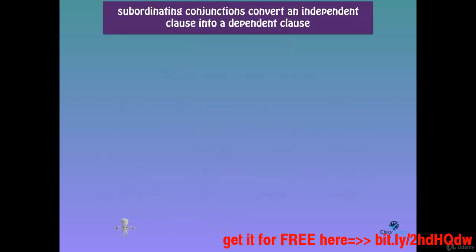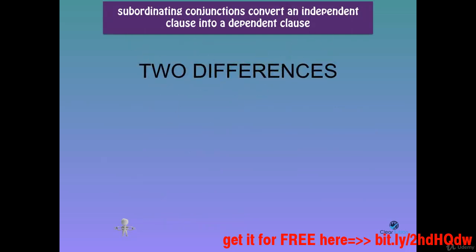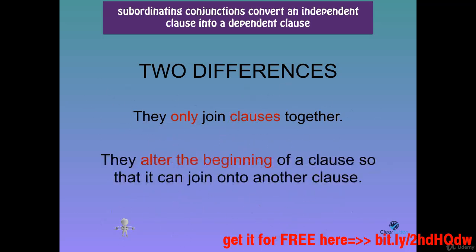Subordinating conjunctions are different from coordinating conjunctions in a couple of ways. First, they only join clauses together, not single words or phrases. Second, unlike coordinating conjunctions, which act like connectors that plug in between 2 elements, subordinating conjunctions alter the beginning of a clause so that it can join onto another clause.